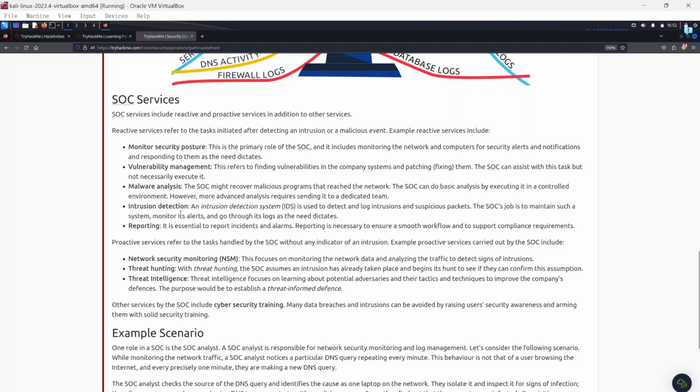Now, intrusion detection. An intrusion detection system, IDS, is used to detect and log intrusions and suspicious packets. The SOC's job is to maintain such a system, monitor its alerts, and go through its logs as the need dictates. Now, reporting. It is essential to report incidents and alarms. Reporting is necessary to ensure a smooth workflow and to support compliance requirements.